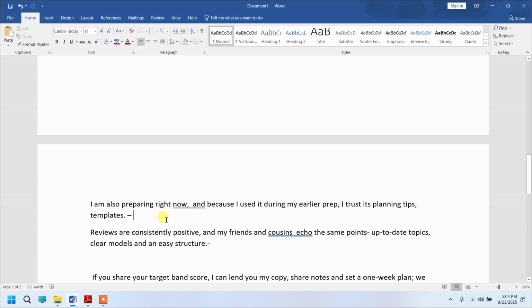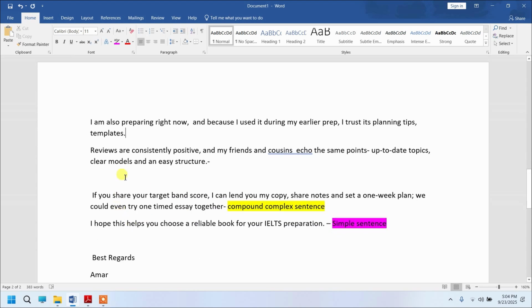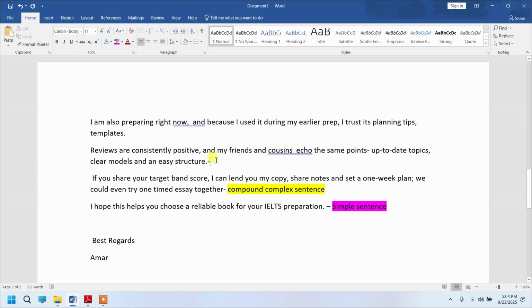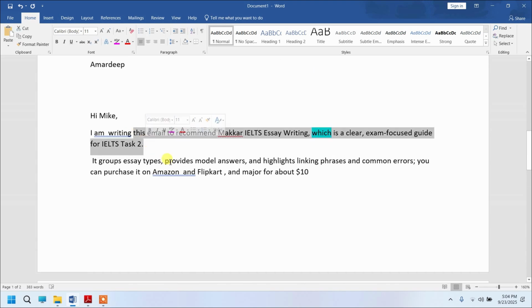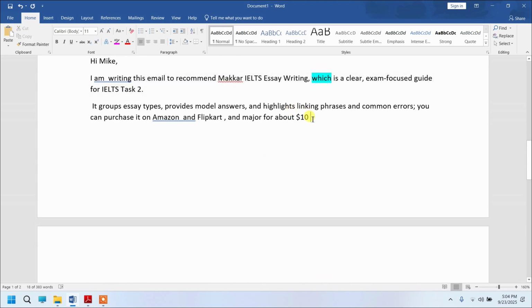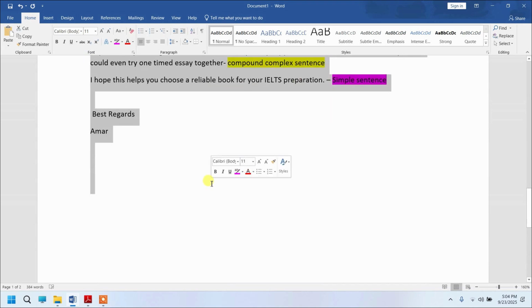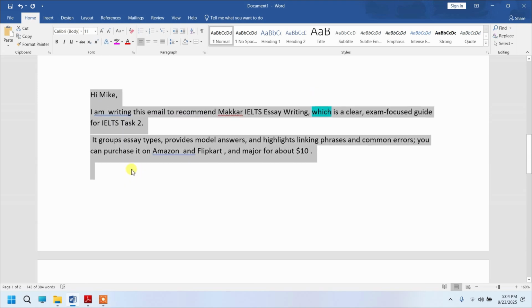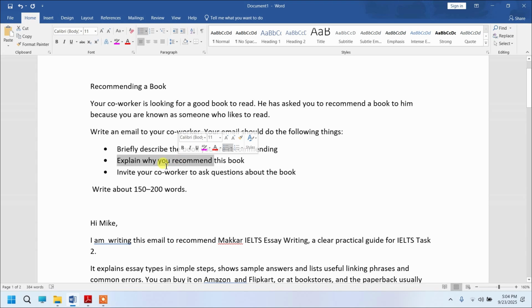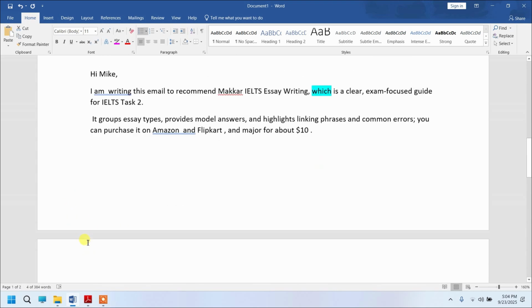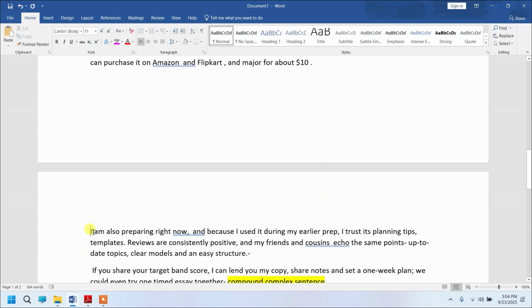So let me show you where I will add. And if you share, this is the final one. This is bullet point 2, opening, bullet point 1. That's all. Done. So how many words have I got here? I have got 143, and I can add here why I'm recommending this book. So I'll add it here.